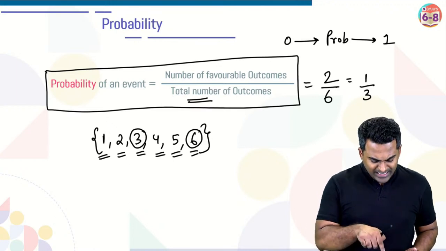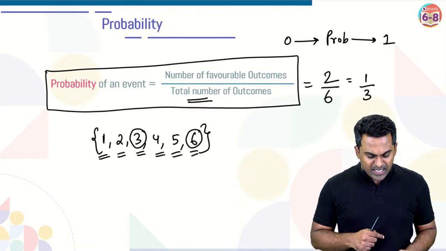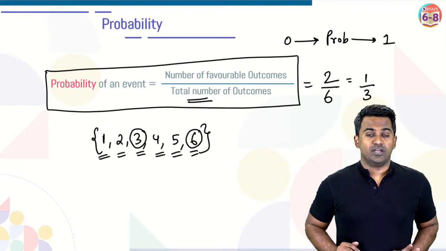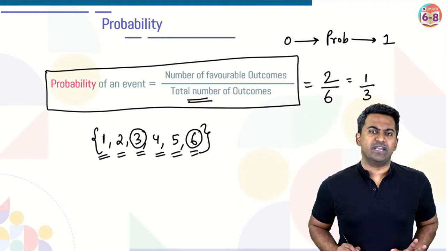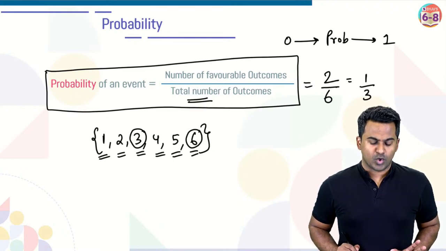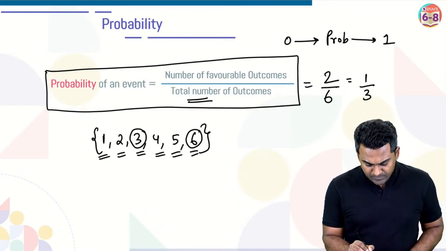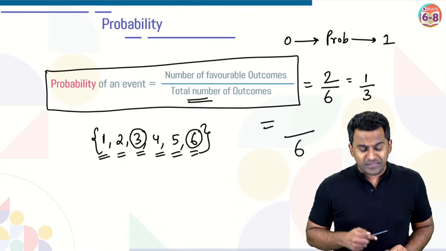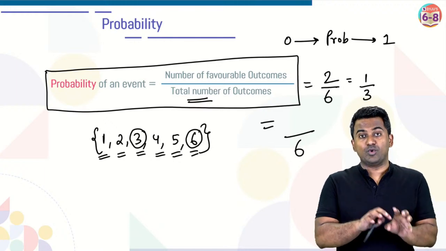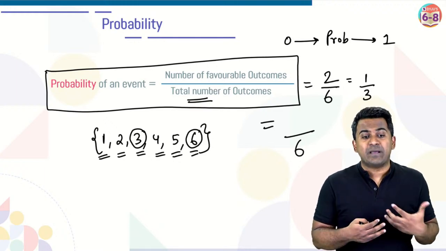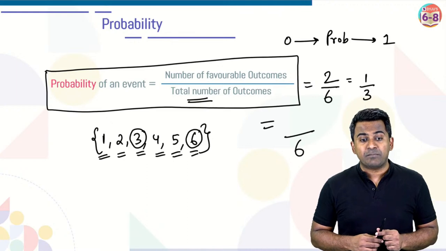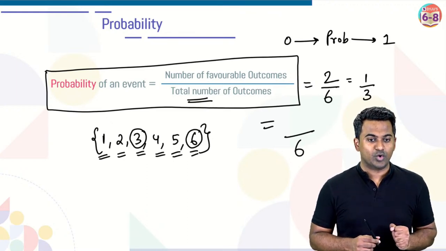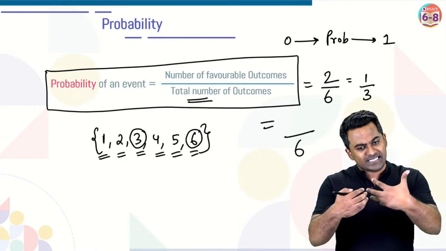Okay. Now let's take this same dice. Now I'm asking you, what is the probability that when you throw a dice, you get an even number? Total outcomes are how many? 6. Out of these 6 numbers, which are possible when you throw a die, how many even numbers are there? Very good. 1 by 2, Anya. 3 by 6 gets simplified to 1 by 2.